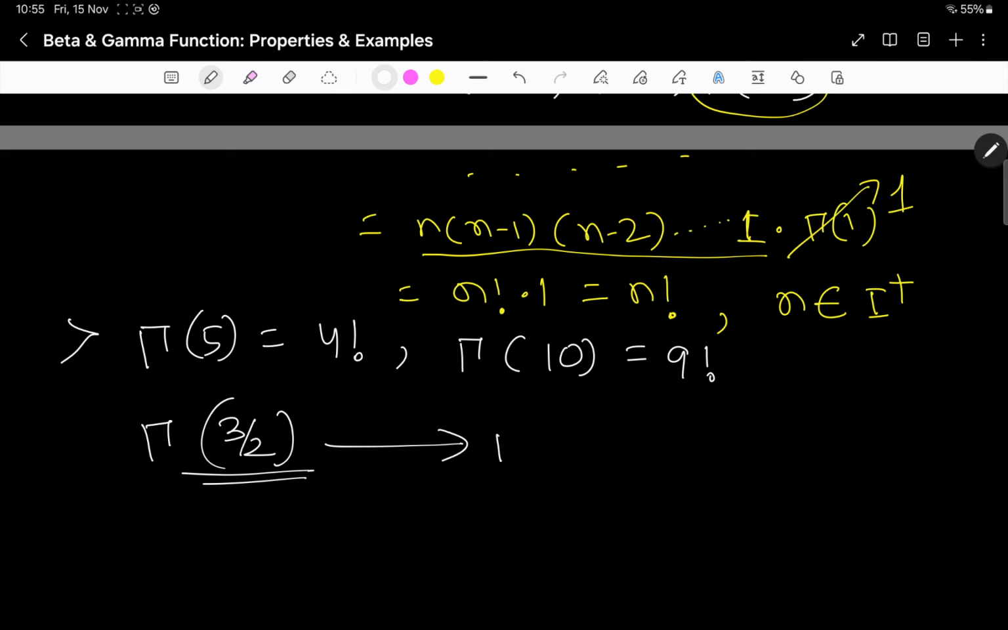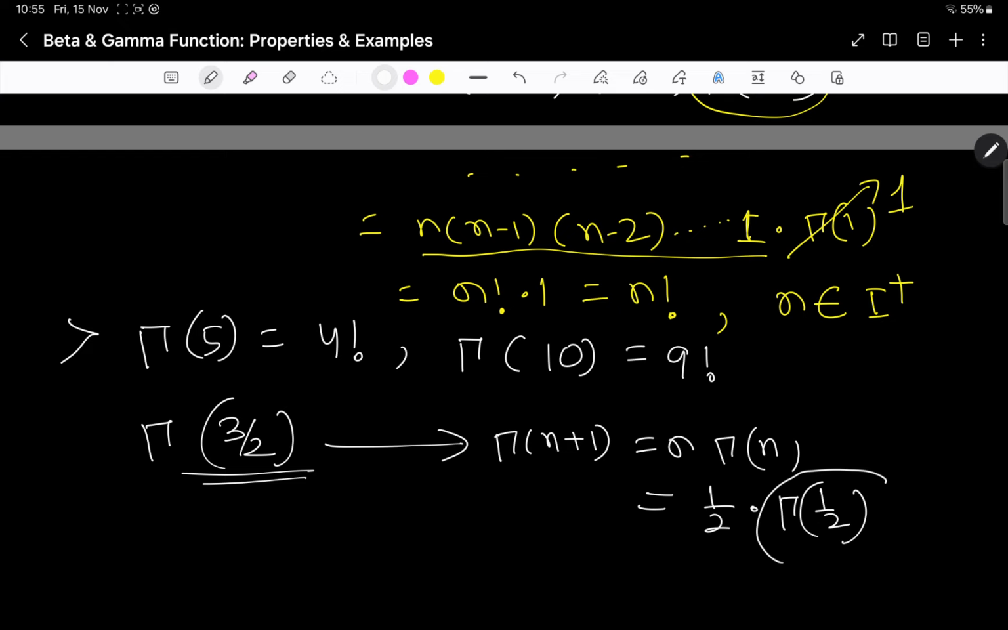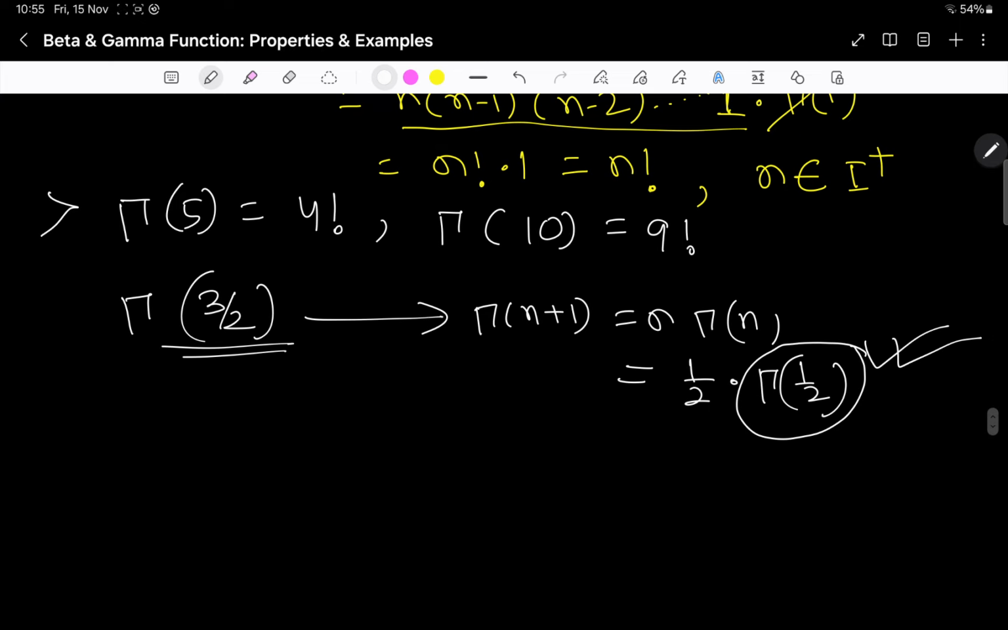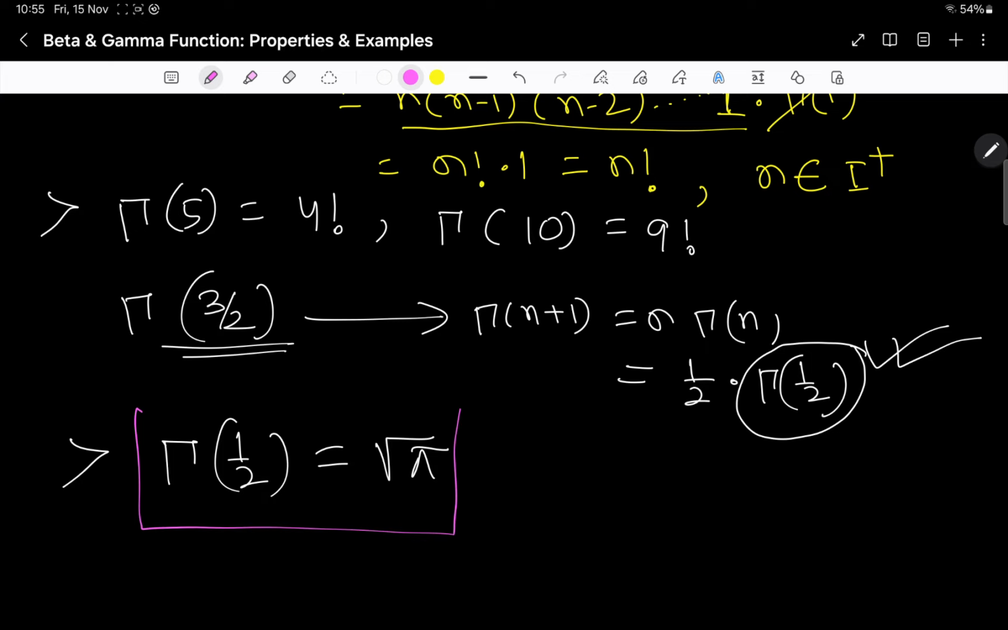What is the formula? Gamma n plus 1 is n gamma n. So we will break it. It will be half gamma half. So we will need to know the value of gamma half. Clear? So now let us know an important result. What is gamma of half? Here gamma of half is root over pi. At this moment, you just recall that gamma of half is root pi. Later on we will prove it.